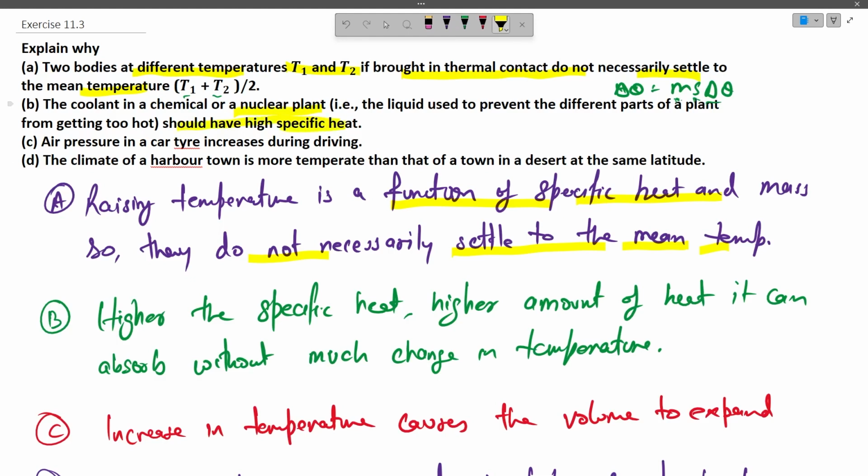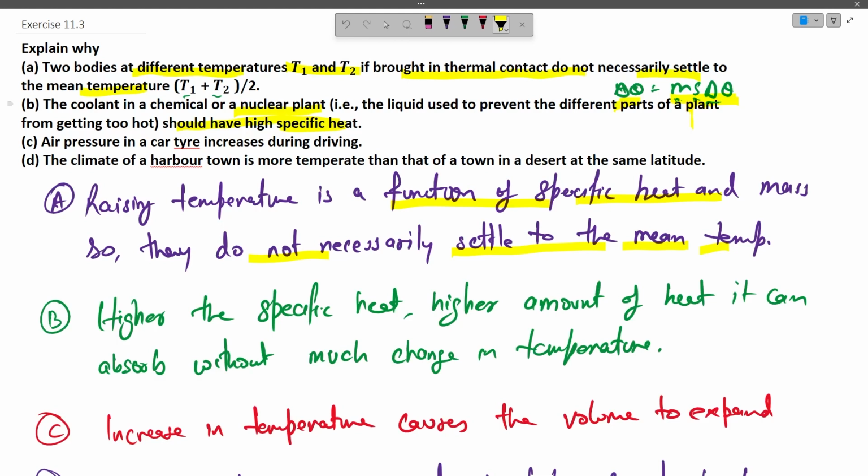Now in the second question, we have: a coolant in a chemical or nuclear power plant should have a higher specific heat. So in this relation we see that the higher the specific heat, the less delta theta will be. With the same amount of heat, if the specific heat capacity is higher, then the change in temperature is going to be less, and that is what is needed for the cooling agent, so that it can contain more heat with less appreciable change in temperature.